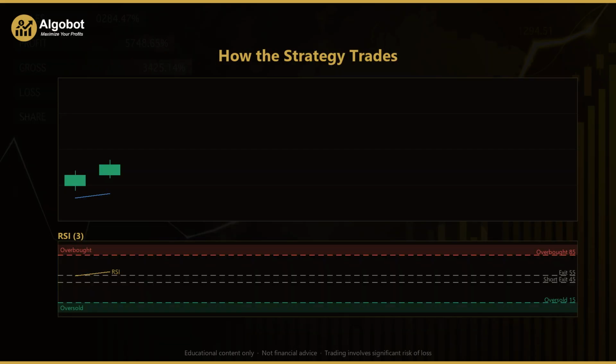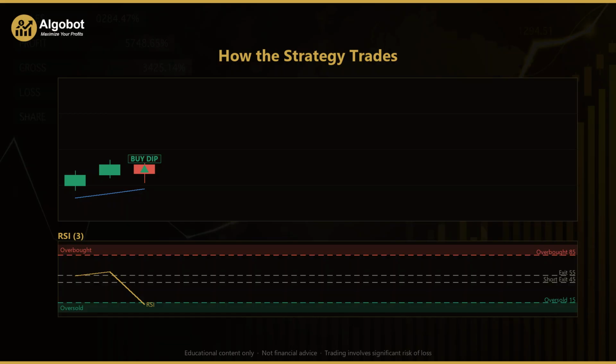Now let's bring it all together on a chart, and walk through both a long and a short trade from start to finish. Along the bottom you can see the short, 3-period relative strength index, with the oversold band down near 15 and the overbought band up near 85. Drawn across the candles is the blue exponential moving average, our trend filter.